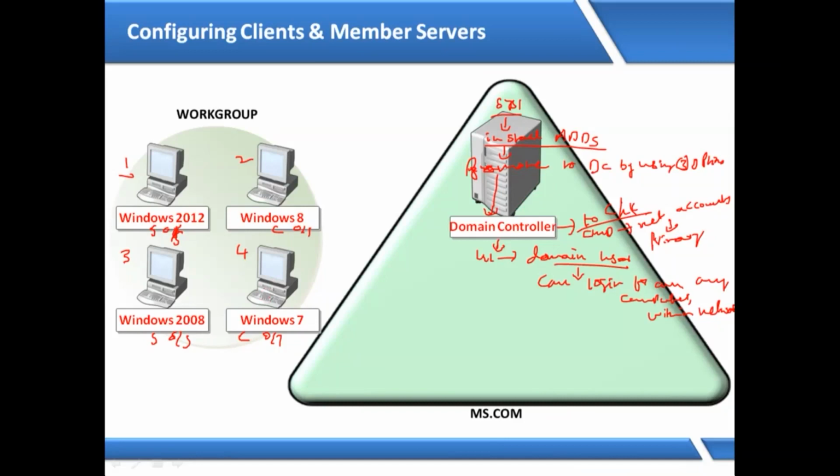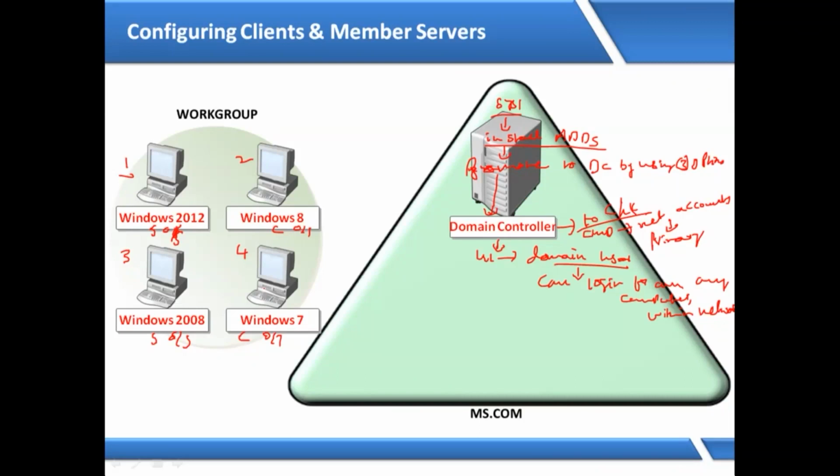Okay, now we have four machines, and in the four machines there are four different OS. In Windows, how many types of OS do we have? Two types, server and client OS. So here two machines are with client OS, two machines are with server OS. Now, are these machines joined into the domain? No. They are just installed with the client and server OS. Few machines are installed with client OS, few machines are installed with the server OS.